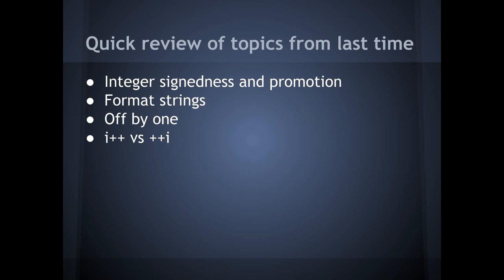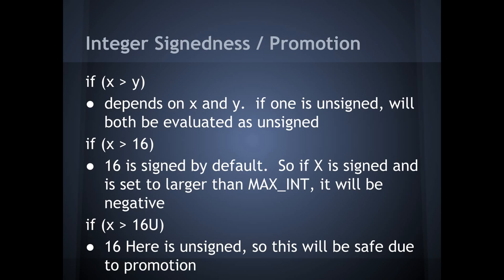So before we start diving into some examples, this may be a shorter lecture, but we'll actually have some exercises to do. We're going to review some stuff from last time. So we're going to cover integer signedness and promotion. The first statement, if x is greater than y, really depends on the type of x and the type of y. If one is unsigned, both will be evaluated as unsigned.